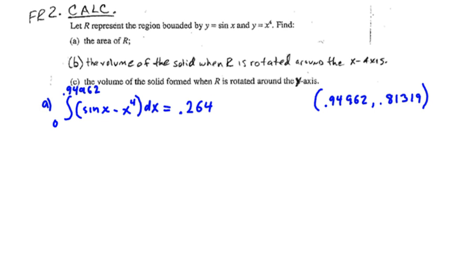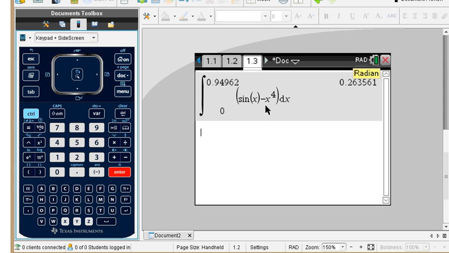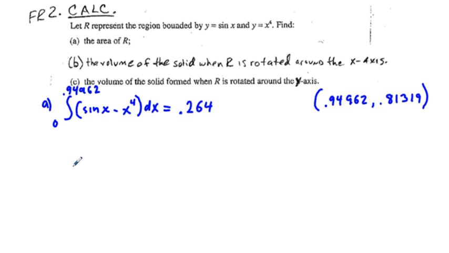Now, one thing that will happen if you are in radians and you have a negative number, let's say that you subtract out x to the fourth minus sine x, and you get a negative 0.263. What you can do is just put absolute value brackets and correct your error that way. Okay, so that's the answer to A.